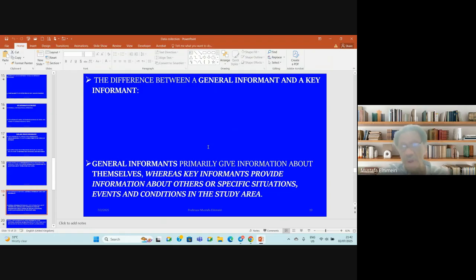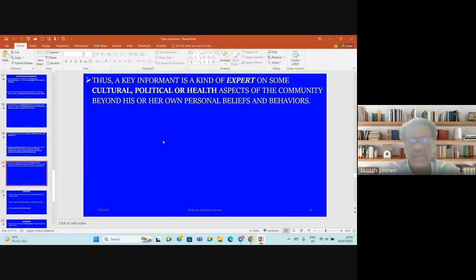General informants primarily give information about themselves, about their own experiences, about their own expertise, whereas key informants provide information about others, about specific situations, about important issues, about certain problems, about events, about conditions in the study area. So this is the difference between the general informants and the key informants. Thus a key informant is a kind of expert on some cultural, political, social, or health aspect of the community beyond his or her own personal beliefs and behaviors.